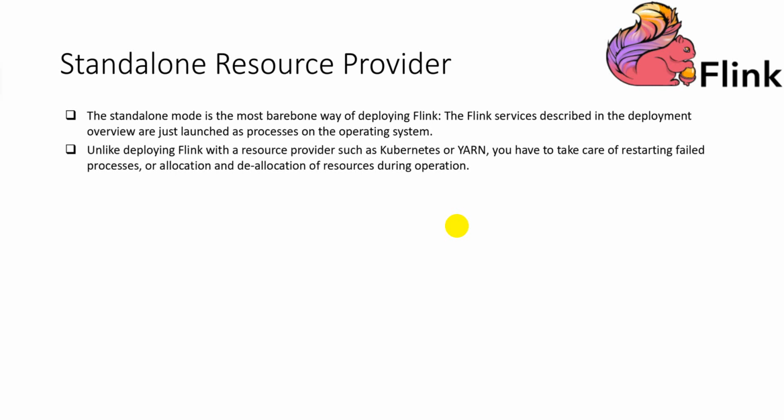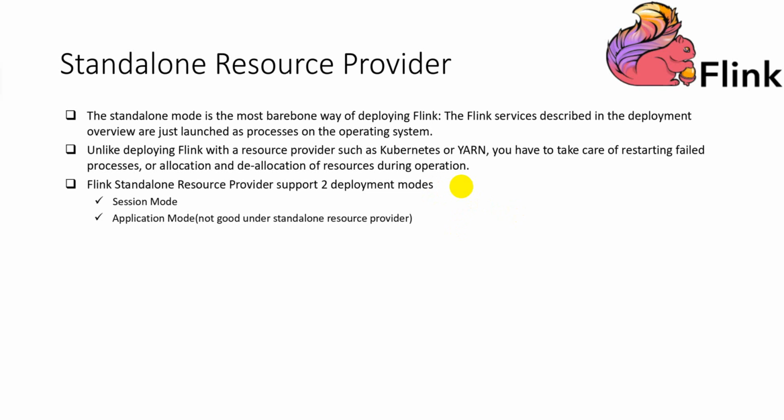Unlike deploying Flink with a resource provider such as Kubernetes or YARN, you have to take care of restarting failed processes and the allocation of resources during operations. The Flink standalone resource provider supports two deployment modes. First is the session mode, and the second is the application mode. But the application mode is not well supported under the standalone resource provider.